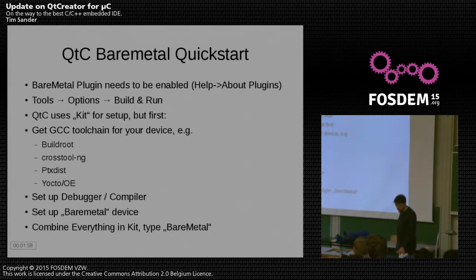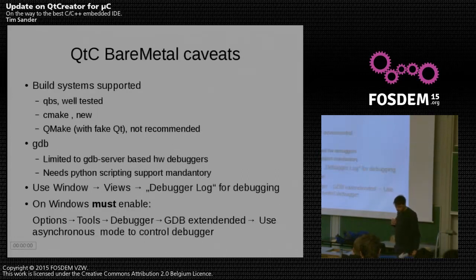After you have your tool chain set up, you set up your debugger, and then set up a bare metal device. I'll just show that later on in the hands-on session. And then you combine everything in one kit of the type bare metal, and then you're ready to go. So that's basically all you have to do to have Qtcreator set up and running for bare metal development. So it's pretty quick by now, and it's, I think, pretty comfortable. So it's still experimental for a reason.